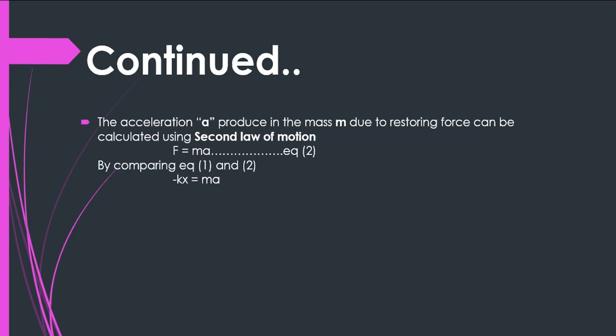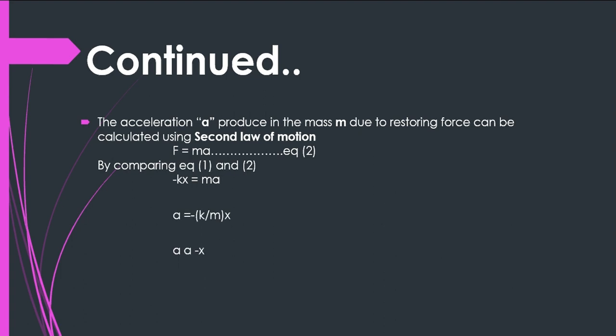The acceleration produced in the mass m due to the restoring force can be calculated from Newton's second law of motion. Dear students, since we apply an external force on the body of mass m, according to Newton's second law of motion, F is equal to ma. This is your equation number 2. Comparing equation 1 and equation 2, that is, minus kx is equal to ma.